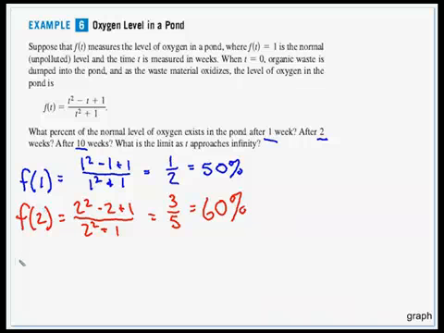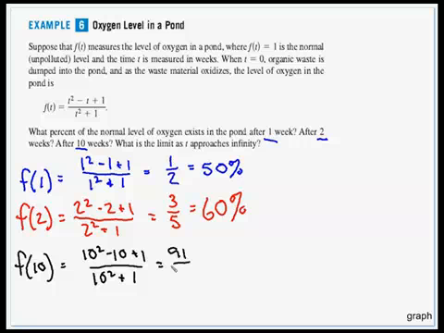Last was 10 weeks, f of 10. And that would be 10 squared minus 10 plus 1 over 10 squared plus 1, or 91 over 101, which is pretty close to 90.1%. So as time goes by, the oxygen level is increasing.